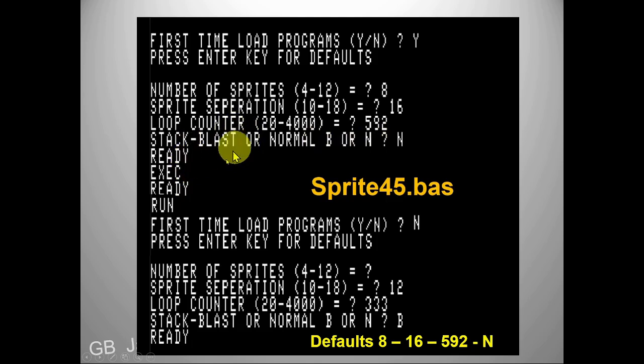Then when it ends, it comes back here and you can just type in run again and it will ask, want to load the programs? You can say no, because they're already in there, and then do defaults. This time I just hit the enter key for number of sprites, and I got 8. And here I typed in 12, 333, and then stack blast, and then it comes ready, you say execute, and it goes again. If you hit enter on each one of these entries, here are the defaults: 8 balls, separation of 16, 592 cycles, and normal blasting.